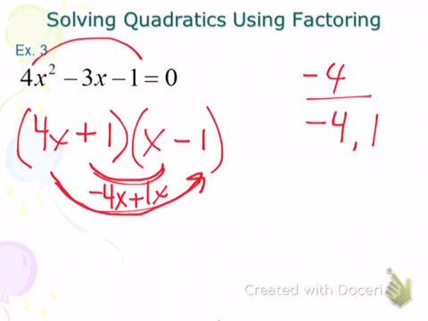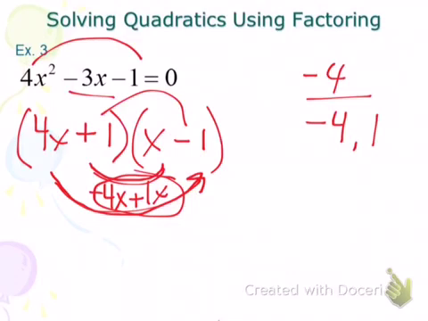Have I told you guys all year long how important factoring is? It's huge. So negative 4x plus 1x gives us negative 3x, and that's the factorization that we're looking for. 1 times negative 1 is negative 1. You can always, and you should always, do a quick check of your factoring to make sure that it multiplies to be what you get.